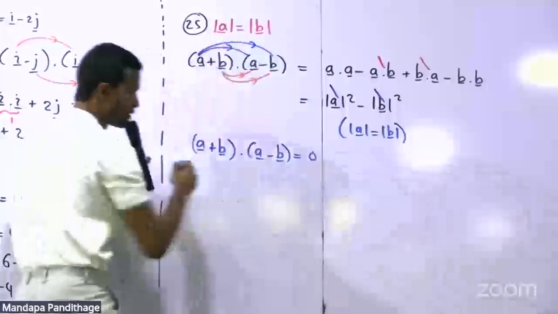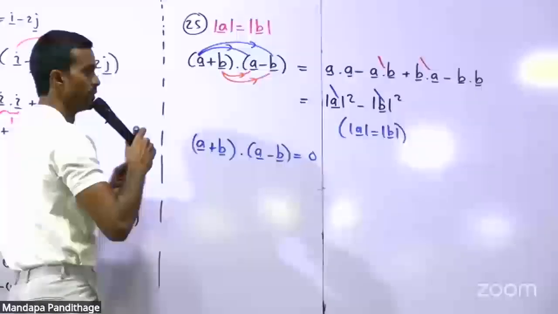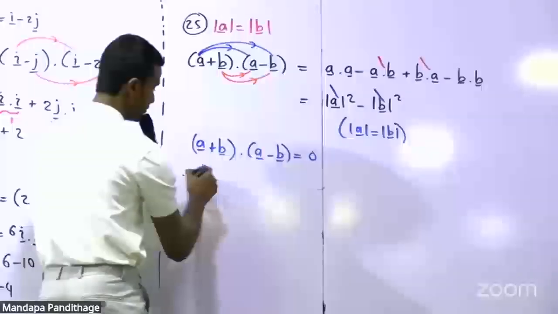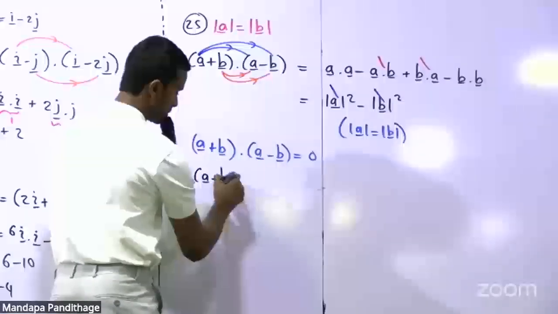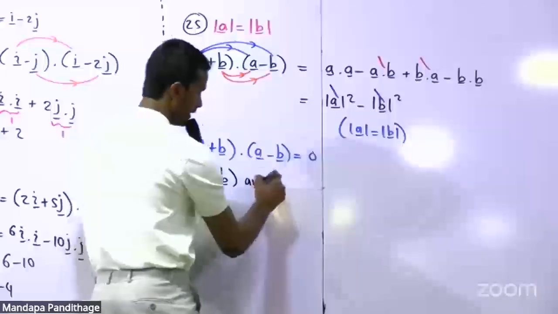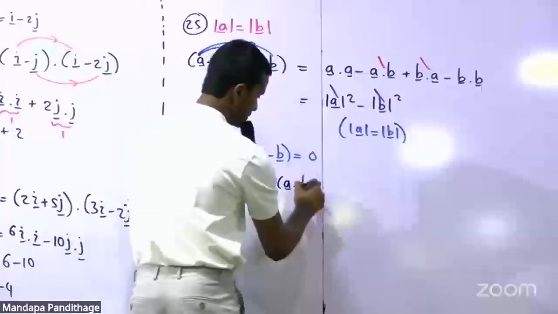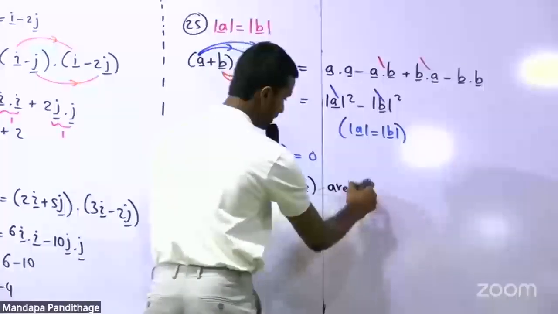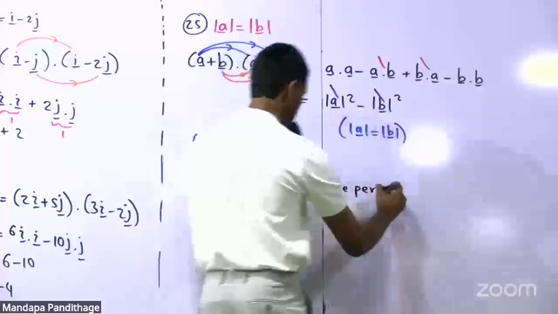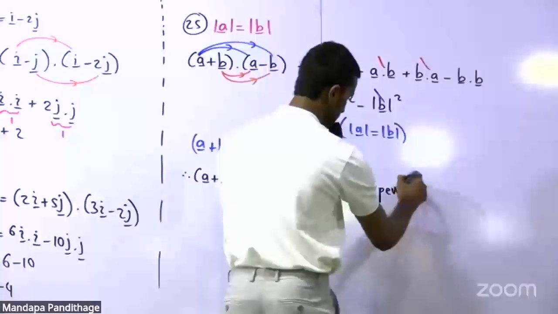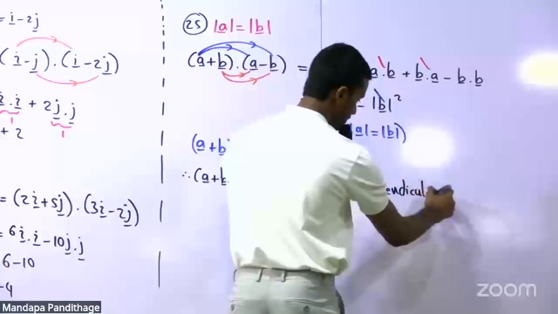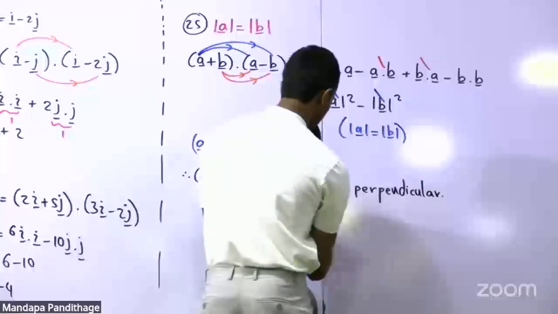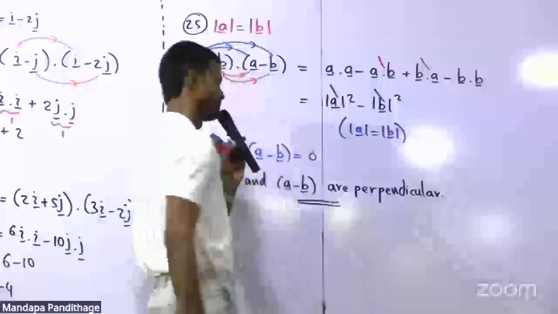When the dot product of two vectors is 0, you can say therefore A plus B and A minus B are perpendicular. The two vectors are perpendicular. A plus B and A minus B are perpendicular.